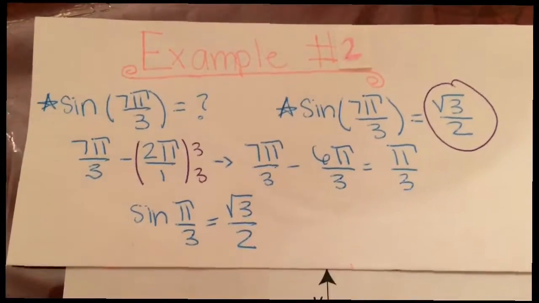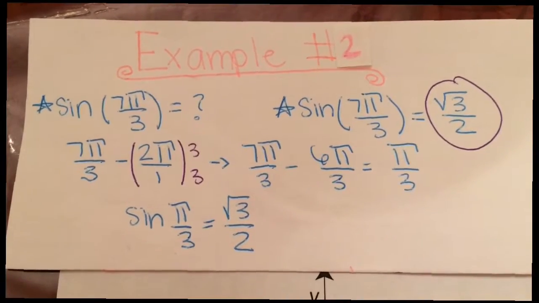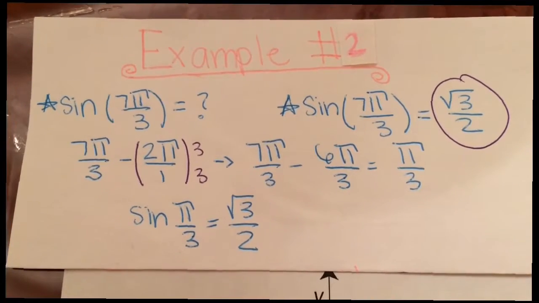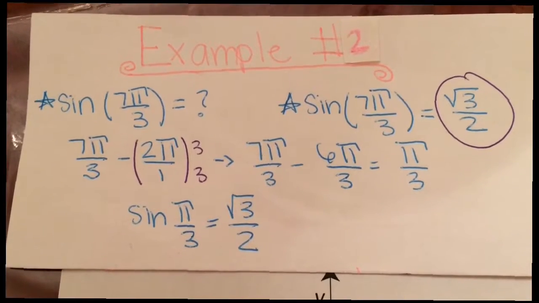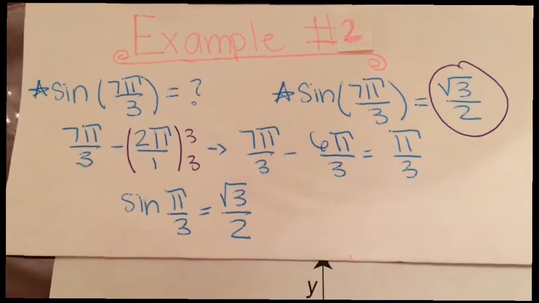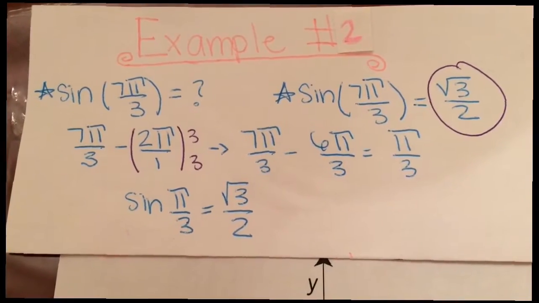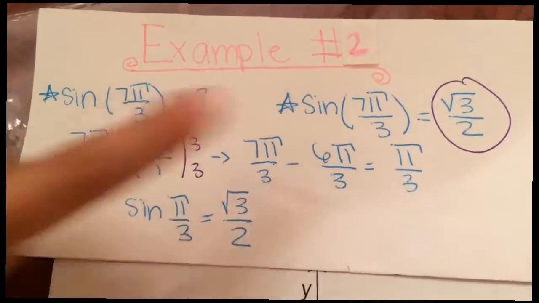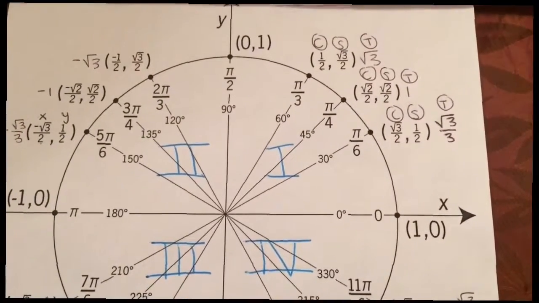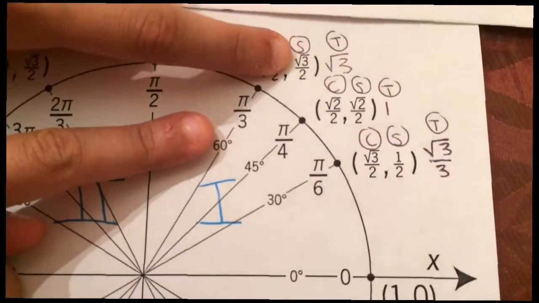The next example is sine of 7 pi over 3. In this example, you would have to get 7 pi over 3 in between 0 and 2 pi. To find it in the unit circle, you would need to add or subtract 2 pi. In this case, you would be subtracting 6 pi over 3 from 7 pi over 3. 6 pi over 3 is the equivalent of 2 pi. So after subtracting, you will get pi over 3. Looking at the unit circle, you will see that the y value of the coordinate point at pi over 3 is the square root of 3 over 2.